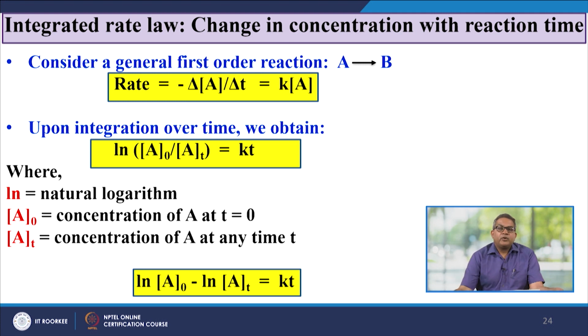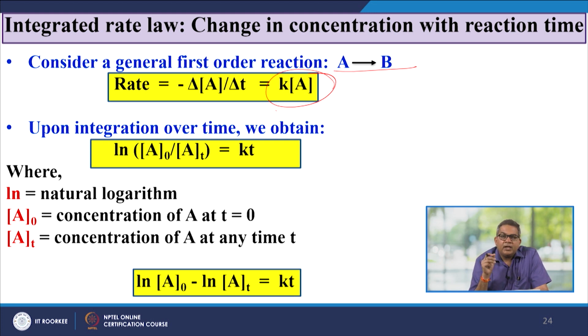Now let us talk about the integrated rate law, that is the change in the concentration with the reaction time. Now consider a general first order reaction which is given as A converting into B. So the rate can be given as minus change in the concentration of A over delta t, and that is given as Ka.